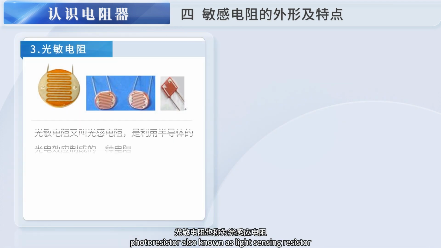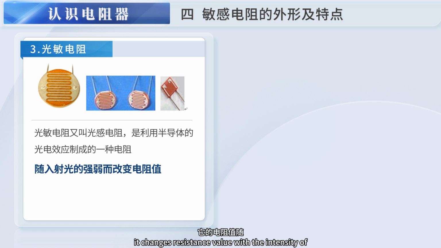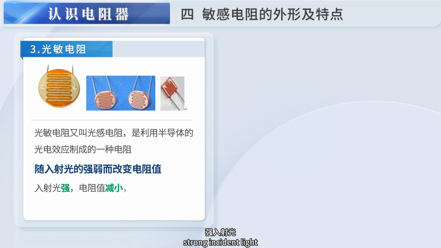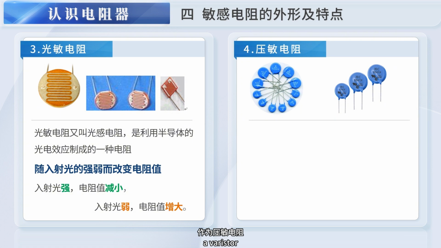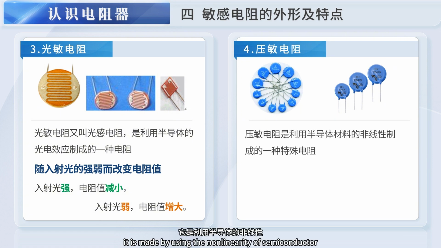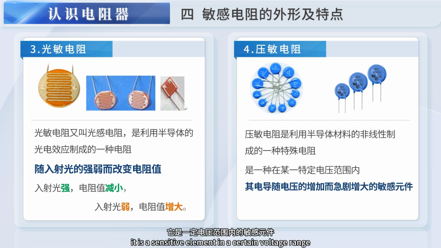Photoresistor, also known as light sensing resistor, is a resistor made based on the photoelectric effect. It changes resistance value with the intensity of incident light. With strong incident light, the resistance value decreases, and with weak incident light, the resistance value increases. A varistor. It is made by using the nonlinearity of semiconductor resistors. It is a sensitive element in a certain voltage range. Its conductivity increases sharply with voltage.